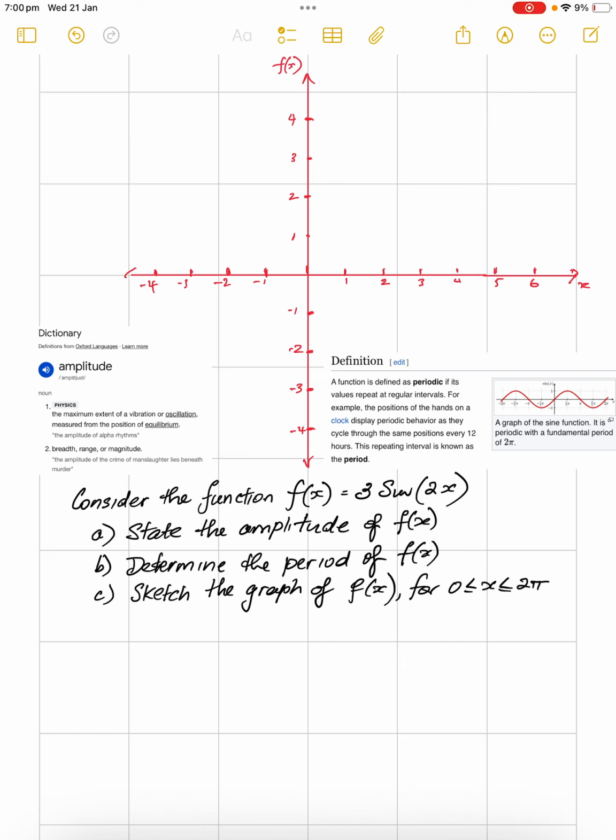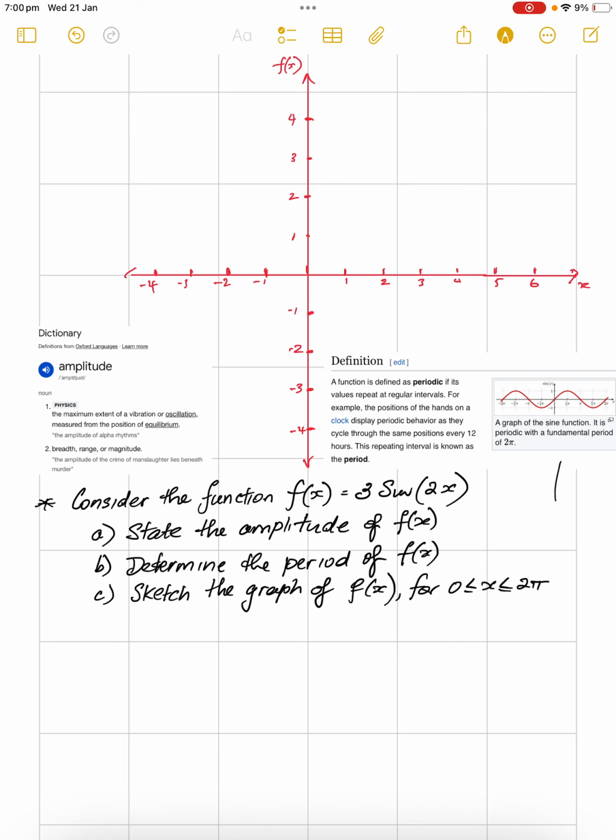We're looking at a question to do with a sine function, and it says to consider the function f of x is 3 sine 2x. Now here we've got a sine function, and what do we know about a sine function?